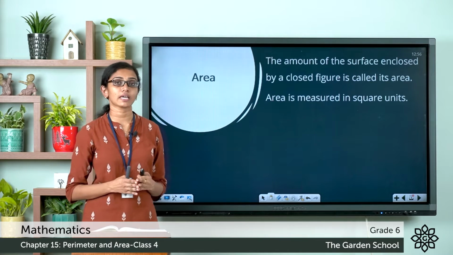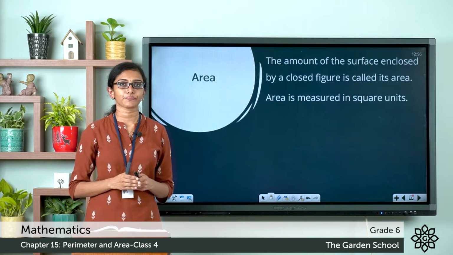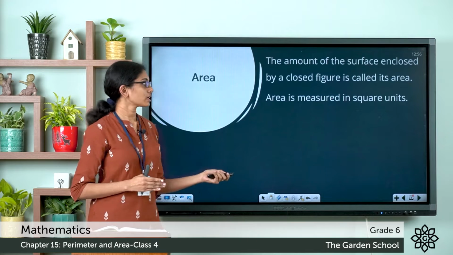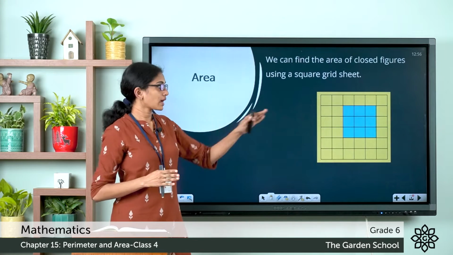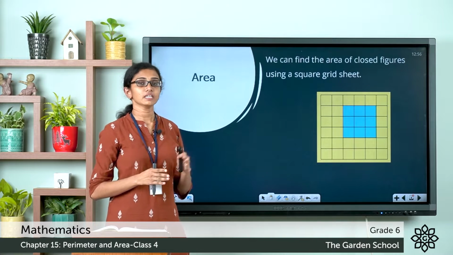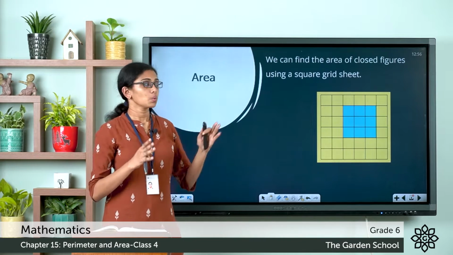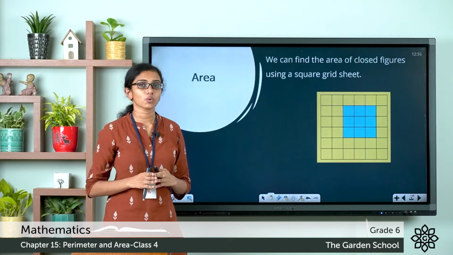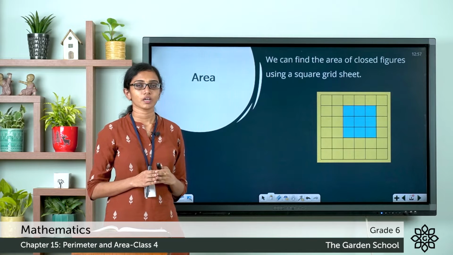And how do we measure area? See, area is measured in terms of square units. So let's learn more about area now. Here you have an example figure. See the blue square here? You can see the blue square is drawn on a square grid. We can find out the area enclosed by this square using this square grid.